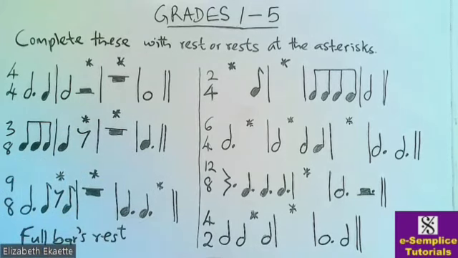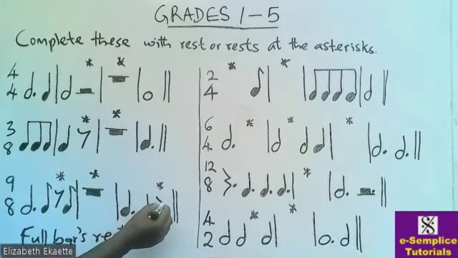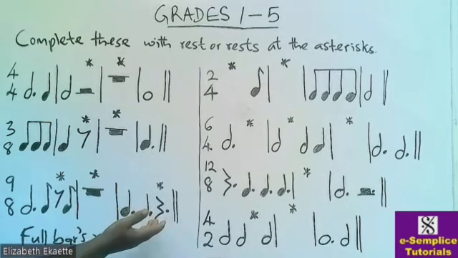As this bar is not balanced, there's an asterisk there. The only appropriate rest is a dotted crochet rest, or you can use a crochet rest and a quaver rest, or you can use 3 quaver rests. So any one fits that. Now let's move to 2/4.